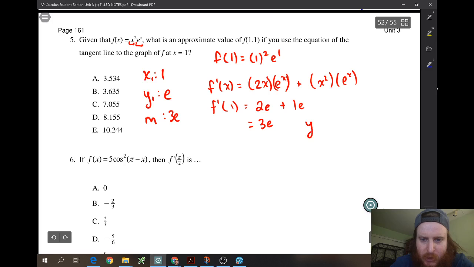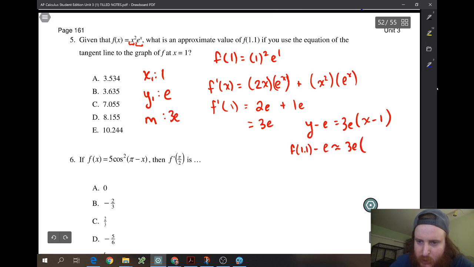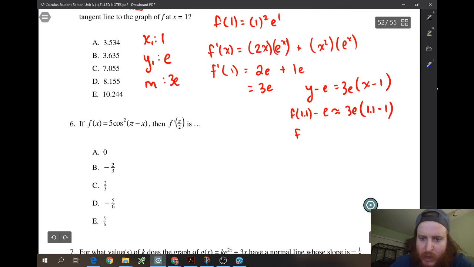So what's our tangent line? Our tangent line is y minus e equals 3e times x minus 1. And so then we're going to do f of 1.1 minus e is approximately equal to 3e times 1.1 minus 1. And we're going to get f of 1.1 minus e is equal to basically 0.3e, right? 0.1 times 3 is 0.3. So we get f of 1.1 is approximately equal to 1.3e.